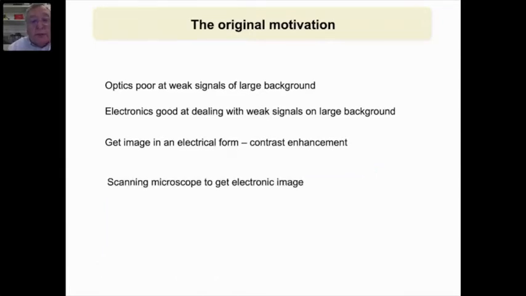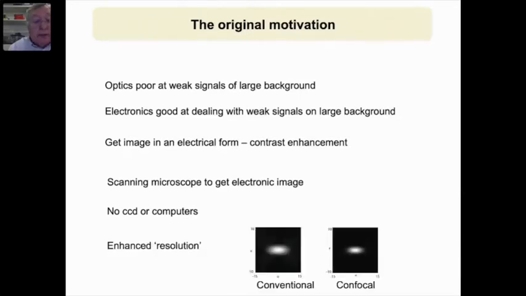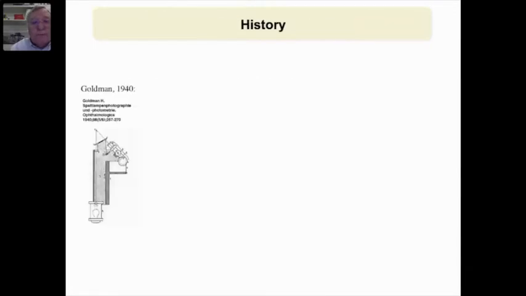So we had to do a scanning to get the electronic image. At that time, there were no CCDs or computers. The whole thing was done with analog electronics. And our motivation, really, to be honest, was the enhanced lateral resolution. We didn't really know much about optical sectioning then, and it was this enhanced resolution that was pushing us forward.